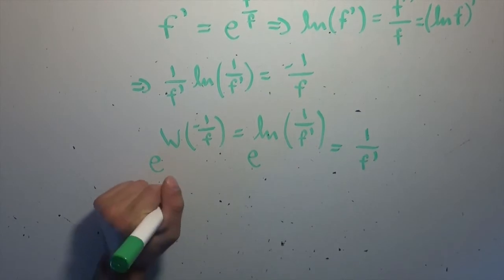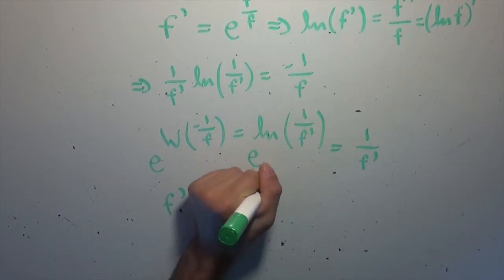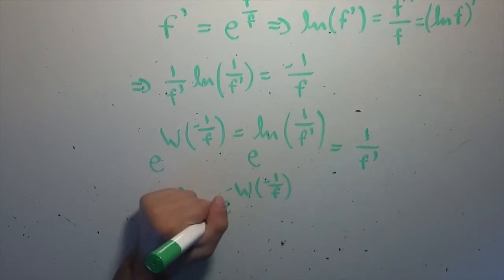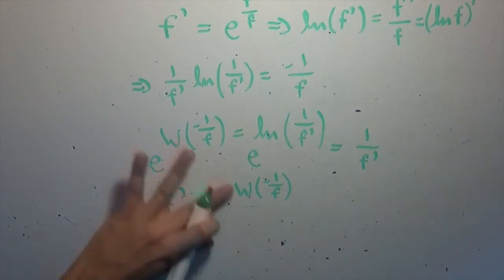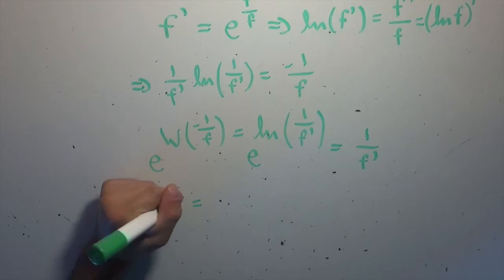So we have that the derivative of this function is equal to e to the negative w of -1 over f. Very, very neat, very, very strange looking thing. But all we have to do now is multiply this term over to the other side and solve using separation of variables, right? So we just multiply this over, and we'll write f prime as dy dx.